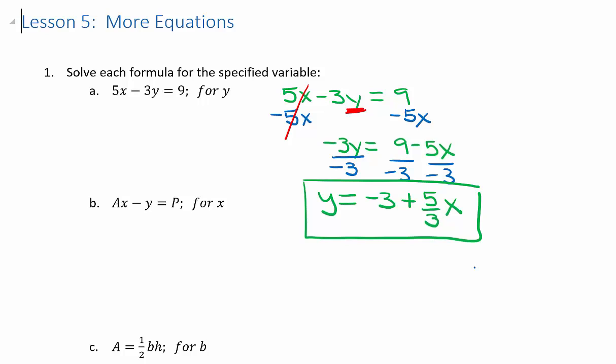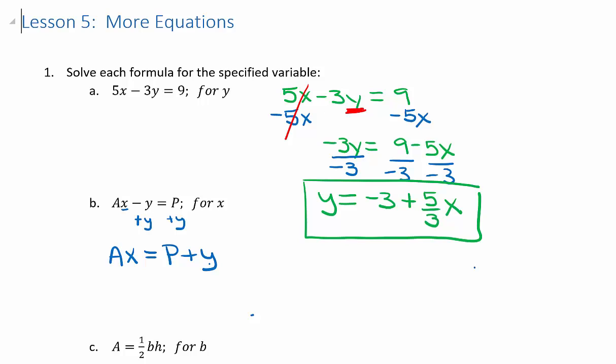So let's do a couple more examples. In example B, we're going to try to solve for x. We want to get the x by itself. So I need to get the term by itself first. I have to get rid of that minus y. I'm going to do that by adding y to both sides. So now I've got ax equals p plus y. To finish, I want to get rid of the a. I'm going to have to divide by a.